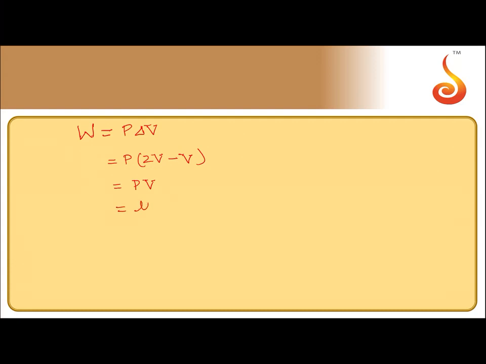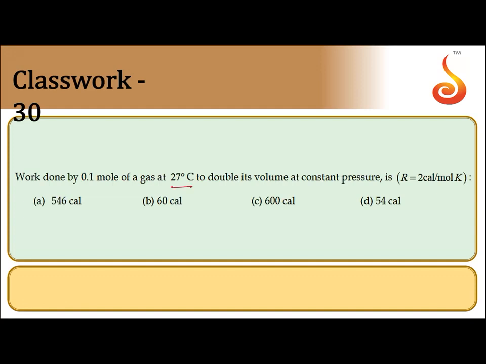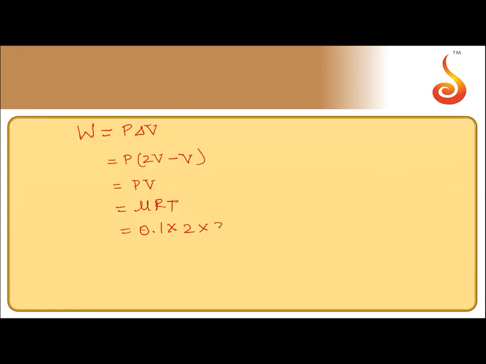So that should be PV. But we know that PV is equal to mu RT. So mu is 0.1 moles. R is given 2 and temperature is given 27 degrees Celsius. That means 300 Kelvin. So 600 into 0.1, that is 60 calories. This is the work done. So that is option B.